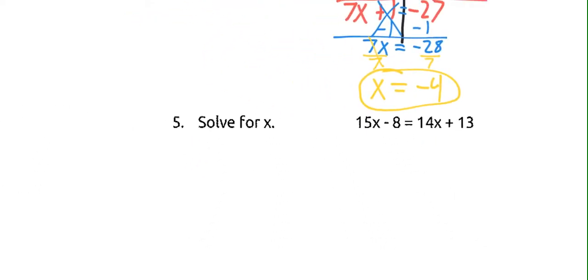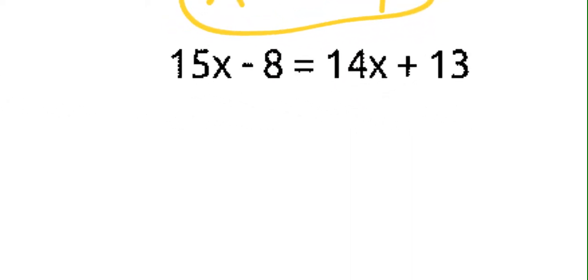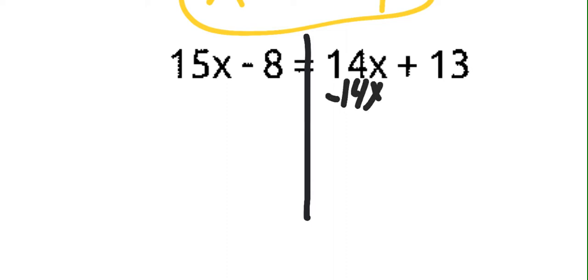On to the next part, number 5. Oops, making marks that I don't mean to. Another multi-step equation. So, like always, draw the line down the middle and start with the smaller variable. Between 15x and 14x, 14 is clearly smaller. So I'm going to subtract 14x on both sides.